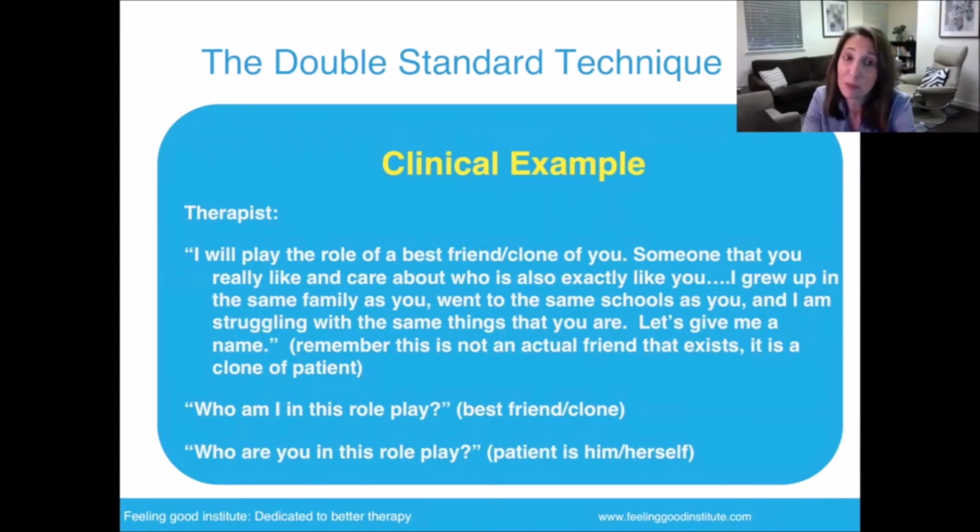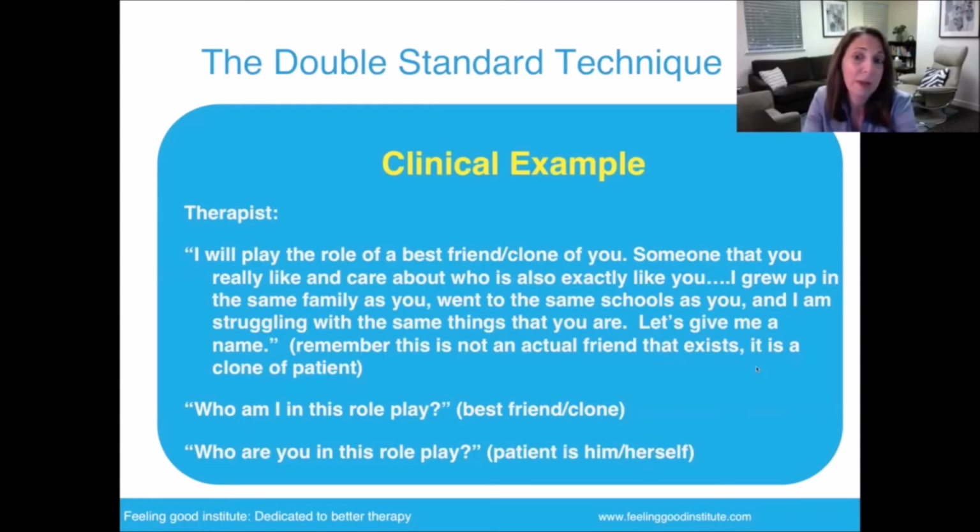So I grew up in the same family as you. I went to the same schools that you went to, and I'm struggling with exactly the same thing that you've been struggling with. I've been beating myself up. I've been really hard on myself. I've been feeling pretty down about where I am in life with this entry-level job.